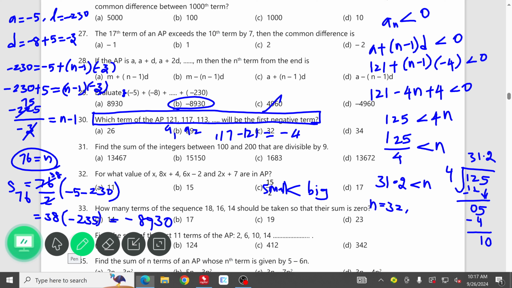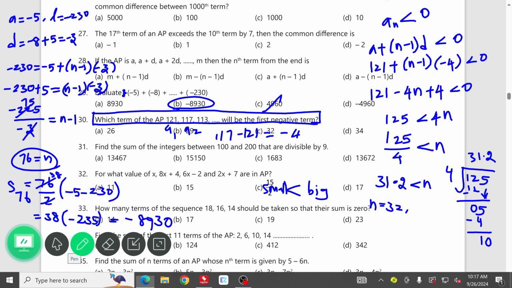Find the value: 121 plus 32 minus 1, that is 31, into d value minus 4. So 121, multiply this: 4 threes are 12, when you subtract, what am I getting? Minus 3. Have you noticed it? Minus 3 I am getting. The previous number, A31, you find, you will get a positive number: 121 plus 30 into minus 4, so 121 minus 120 equals plus 1.